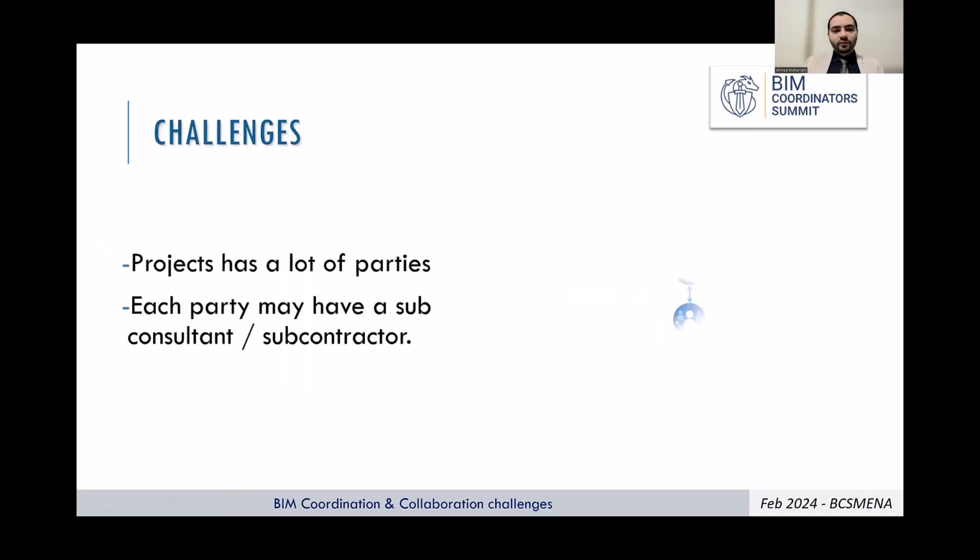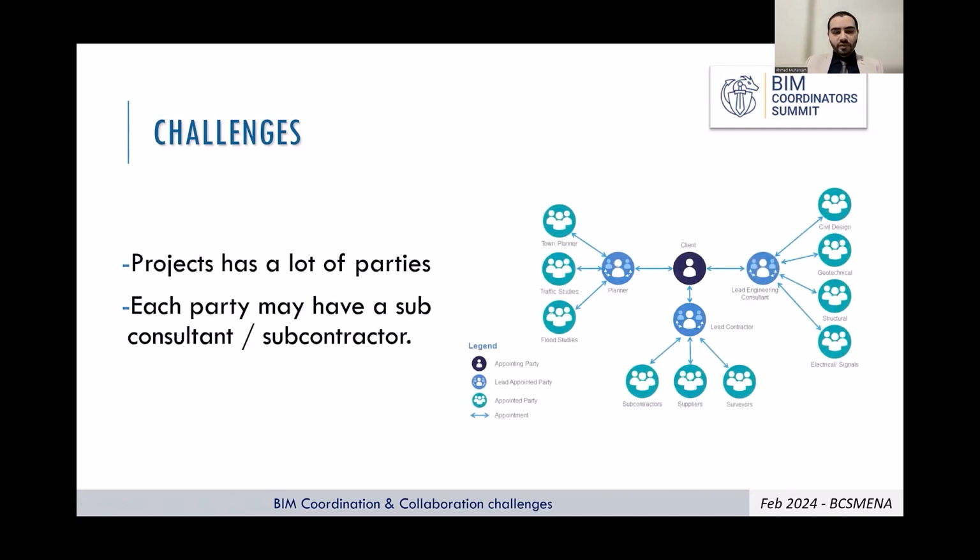For the challenges, we have a lot of challenges facing construction BIM models, especially in larger scale projects. Larger scale projects have a lot of parties, starting from the client, the appointing party, as per ISO, and lead appointed parties, from designers to consultants to contractors and their appointed parties. There are a lot of appointments happening in construction, and it is very, very important that you know how to manage these parties. Each party may also have a sub-consultant or subcontractor, which means another cycle of communication.